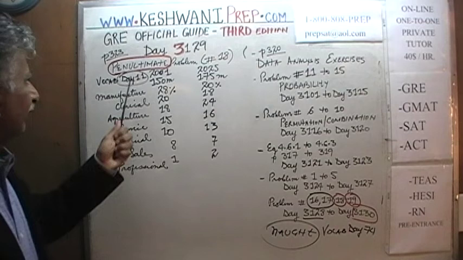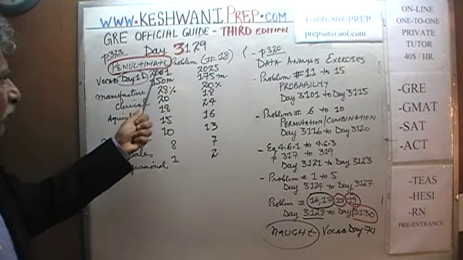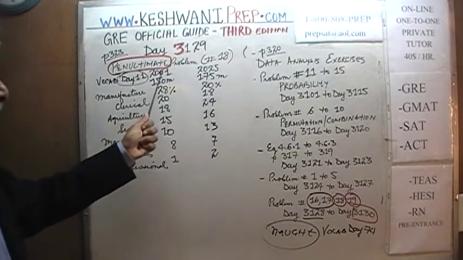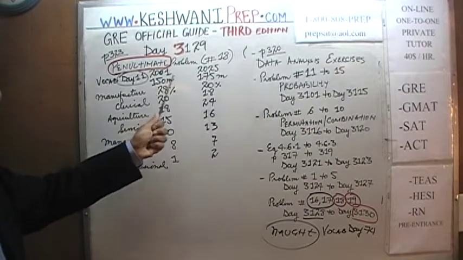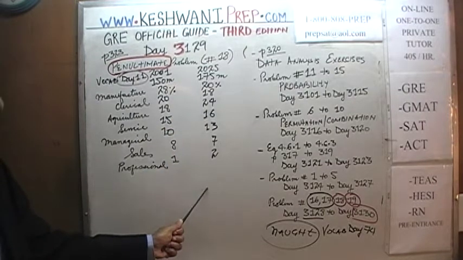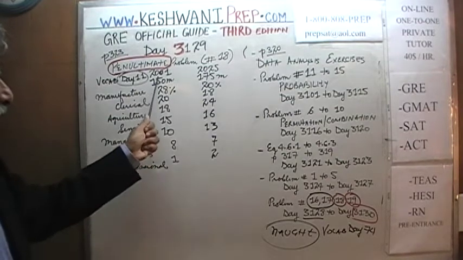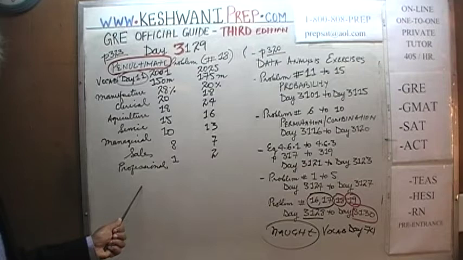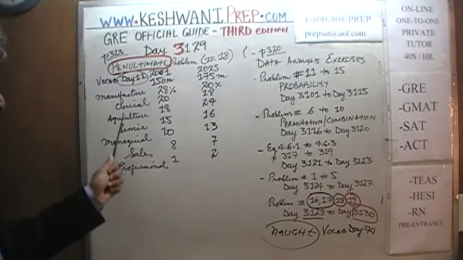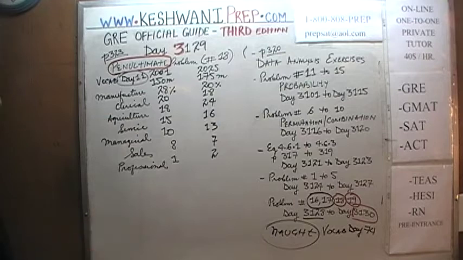So here's the problem, the second to the last problem rather, not the ultimate problem but the penultimate problem, problem number 18. We are given two figures: the figures for 2001 and the projected figures for the year 2025. The 2001 figures are the actual figures as they existed for these different sectors in the economy: manufacturing, clerical, agriculture, service, managerial, sales, and professional.